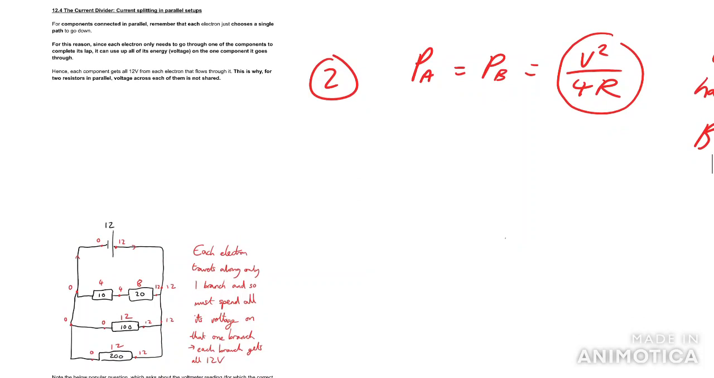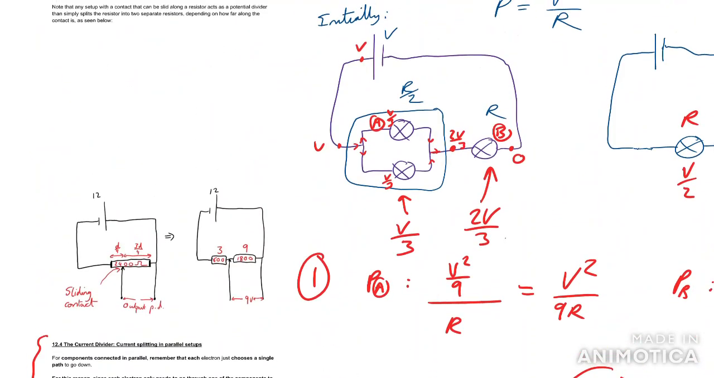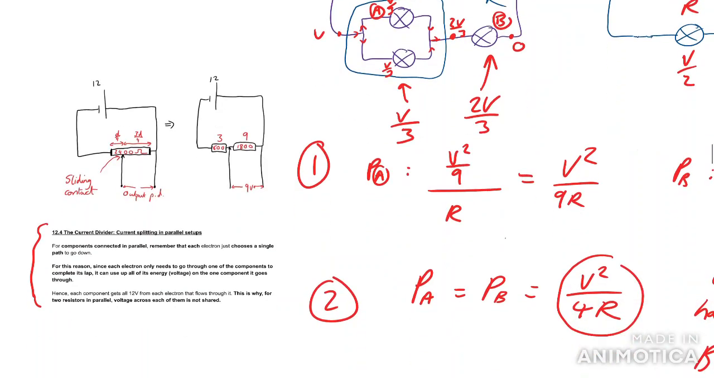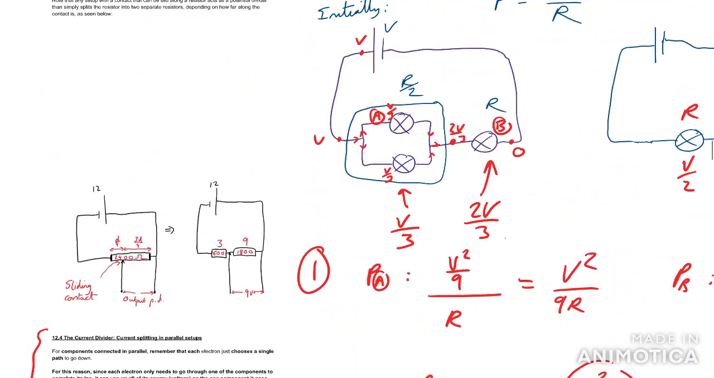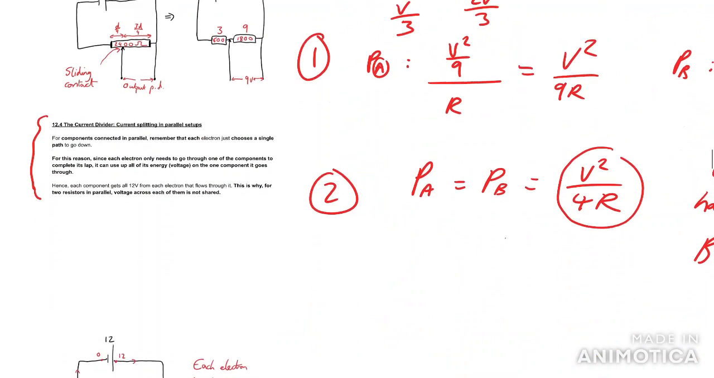Now, if you can't avoid using current, which occasionally is tested, what you can say is that current divides in a very similar way to voltage. So in series, voltage is shared, so that's the potential divider, and current is not split. And in parallel, voltage is not shared and current is split.